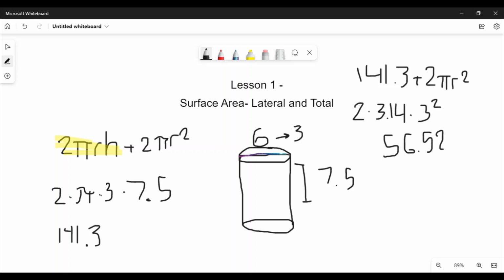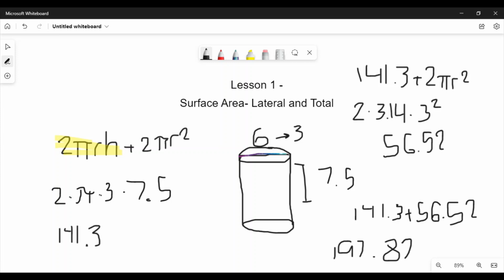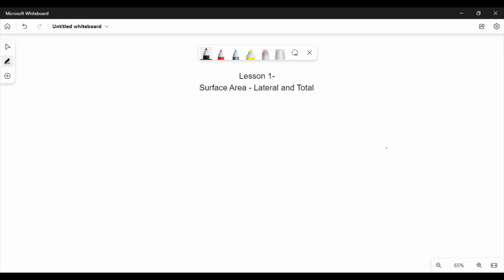So now the final equation would be 141.3 plus 56.52. And when we add that together, it should equal 197.82. And that is the end for the total surface area. I will be coming out with the lateral surface area soon.